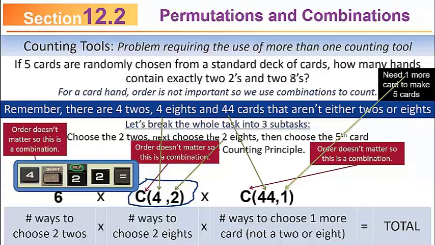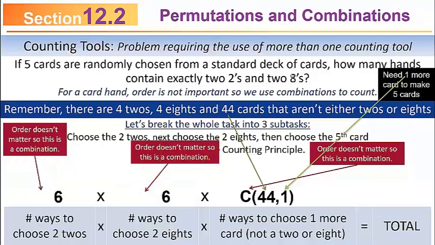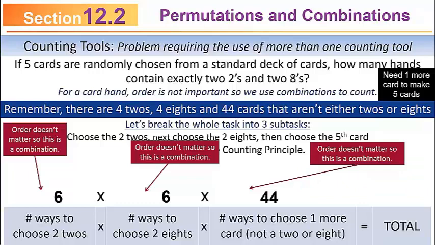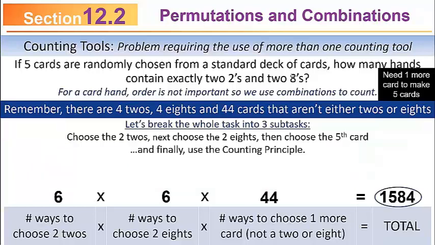Well, for the 8s, it comes out to be exactly the same. 4, shift 2, 2 equals. That's also 6 because it was exactly the same combination. And then finally, combination of 44 things taken 1 at a time. That's 44, shift 2, 1 equals, and that comes out to be 44. And then by the counting principle, you multiply those numbers together, 6 times 6 times 44, and you end up with 1,584. So if you choose 5 cards randomly from a standard deck of cards, there are 1,584 different hands that contain exactly 2 2s and 2 8s.